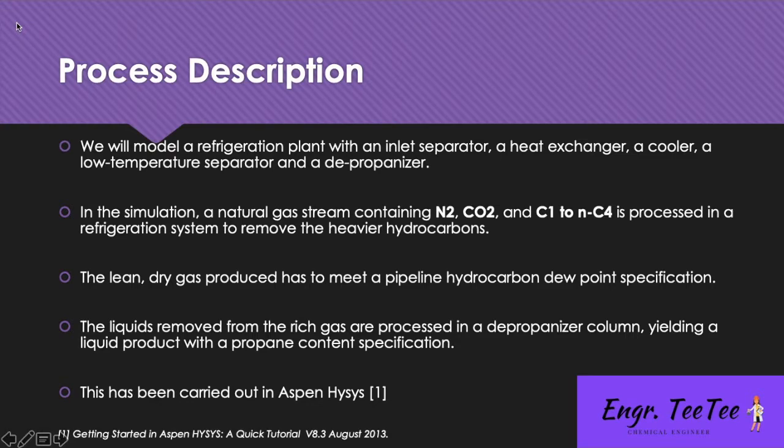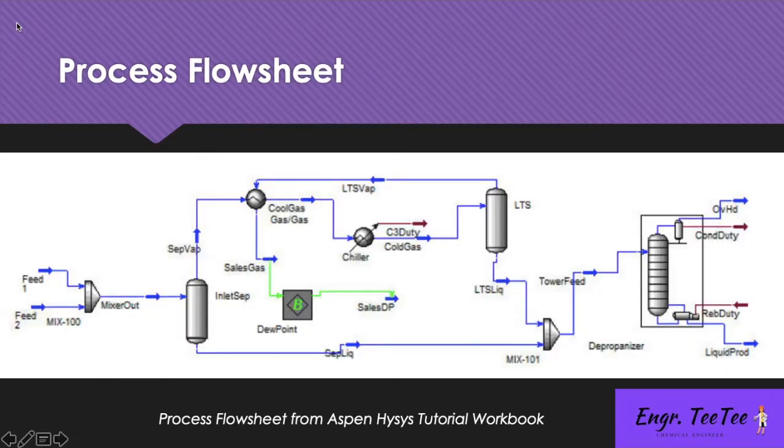This has already been carried out in ASPEN HYSYS, so we're going to be following the Getting Started tutorial in ASPEN HYSYS, and we'll try to compare the results that they got in ASPEN with what we get in DWSim. That should be quite interesting as well. This is the flow sheet that we got from the ASPEN HYSYS workbook.